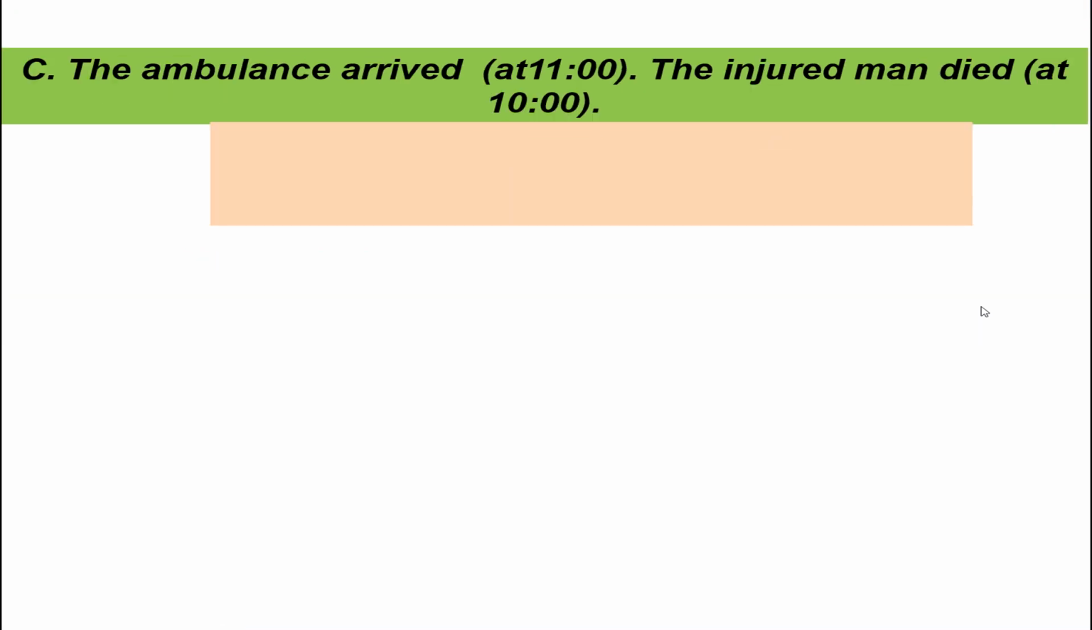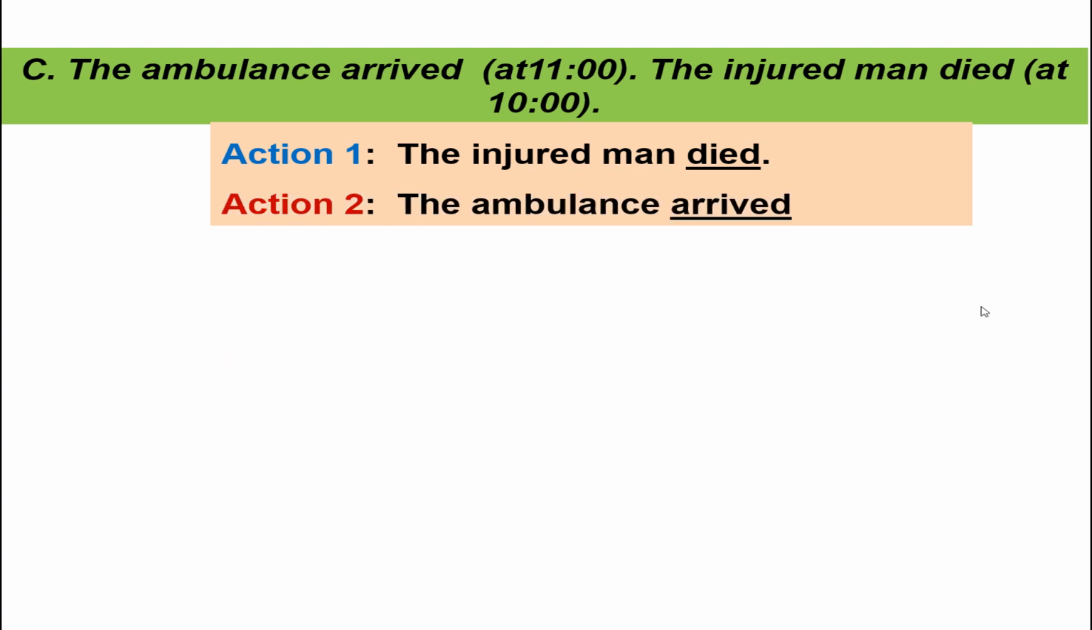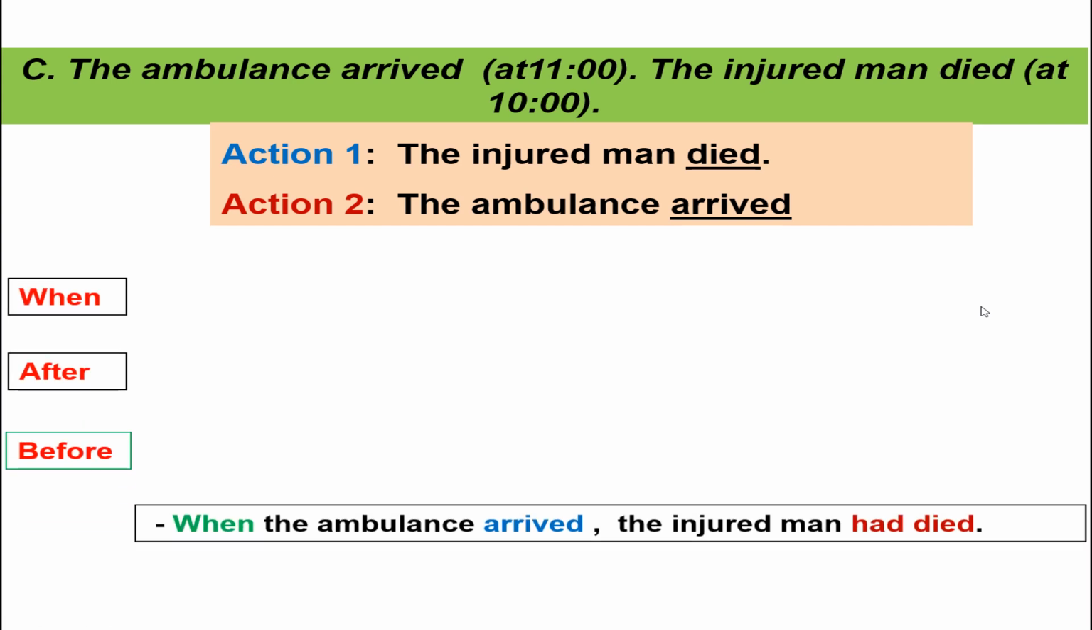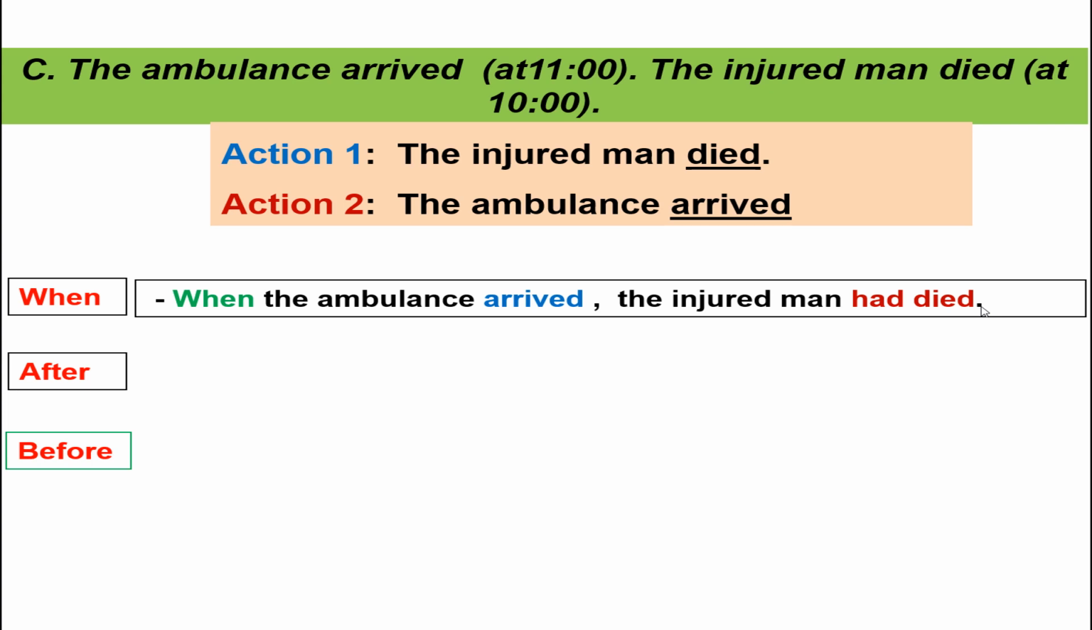Last example, C. The ambulance arrived at 11. The injured man died at 10. So, in your opinion, where is action 1? Excellent. The first action, the injured man died. Action number 2, the ambulance arrived. Well done. Now I want you to start the sentence with when. Yes? Perfect. When the ambulance arrived, the injured man had died.